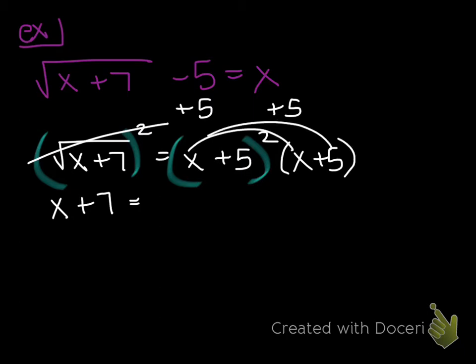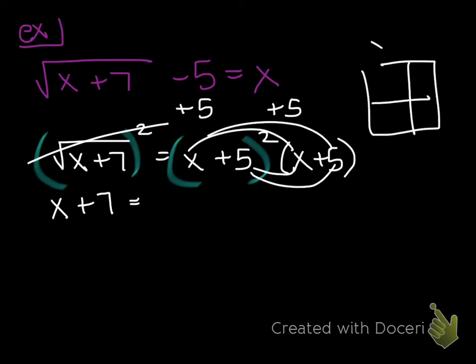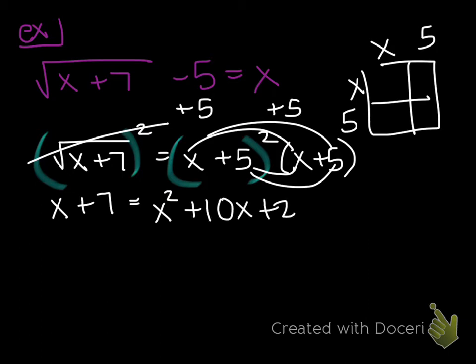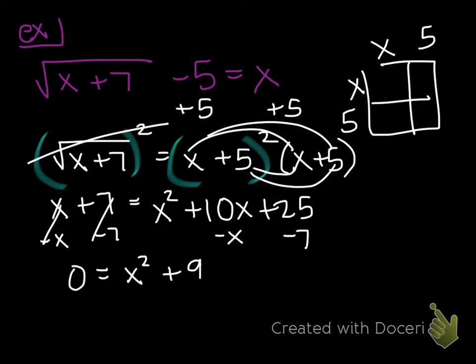So those of you who FOIL, you'll FOIL here. If you do the box method, you will do the box, and you're going to put them on the outside. So go ahead and hit pause, go ahead and FOIL and combine like terms. Hit resume when you are ready. If you did it correctly, you will get x squared plus 10x plus 25. And now I need to get this equal to 0. So to do that, I will subtract x, and I will subtract 7. I'm now left with 0 equals x squared plus 9x plus 18.